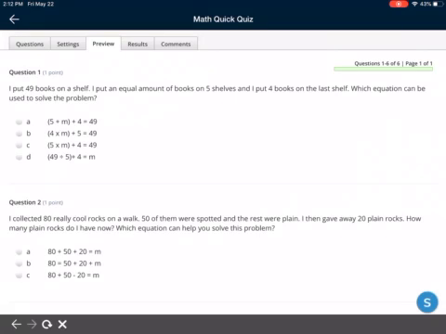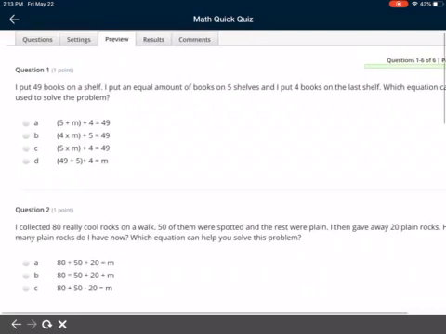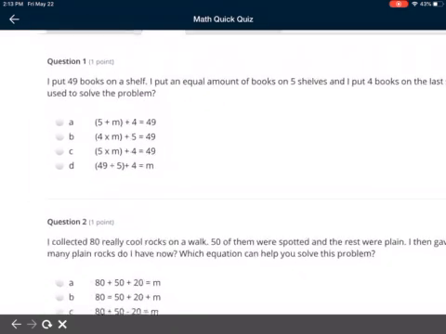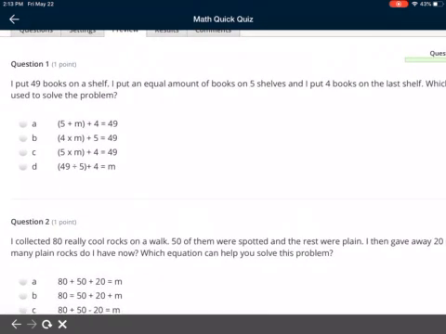So number 1 says, I put 49 books on a shelf. I put an equal amount of books on 5 shelves, and I put 4 books on the last shelf. Which equation can be used to solve the problem? When I see this problem, I always think division right away, because you're putting an equal amount of books on the shelves, so you basically are splitting them up. But when I look down here, I see D, it says 49 divided by 5. Well, I can't do 49 divided by 5. And also, I'm not putting all 49 books onto those 5 shelves, because 4 of those books are going to be on one shelf by itself.